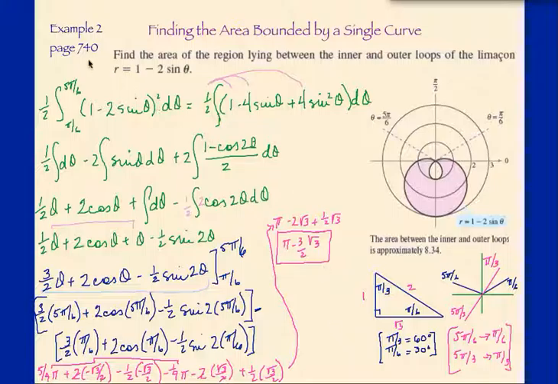But right now, this is example 2 on page 740. We're finding the area bounded by a single curve. Now this is a single curve, believe it or not, but it is one of those ones that intersects itself, and so it's got this little loop in the middle, and that's perfectly fine. But what we're going to do is we're going to kind of be fancy and figure out what the area is outside the little loop, but inside the bigger loop.